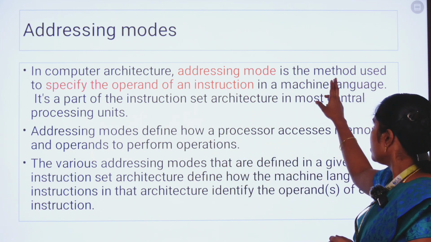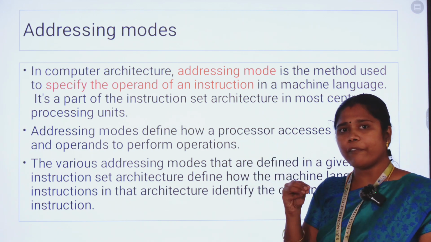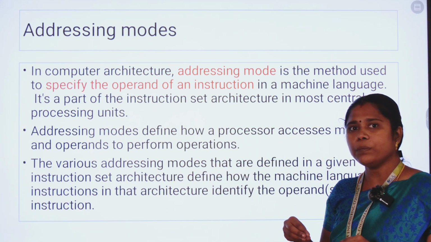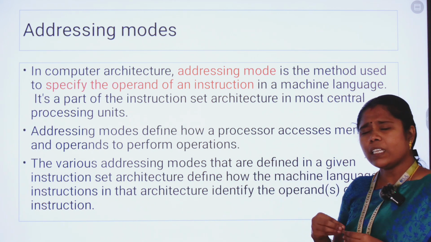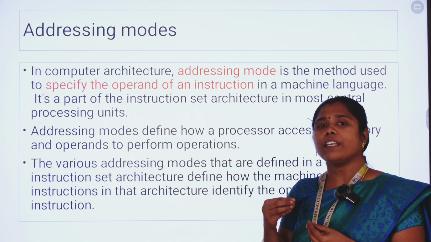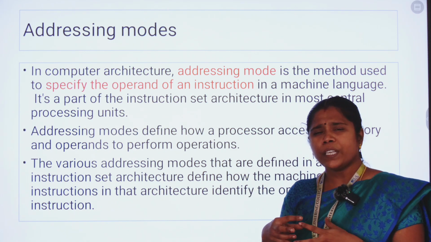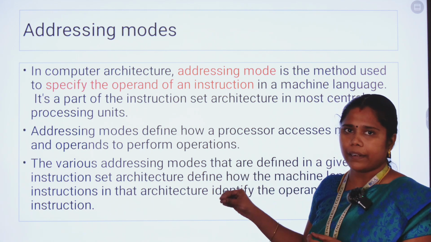The addressing mode is the method used to specify the operand of an instruction. From that we can fetch the operand and perform the instruction execution. That is told by the addressing modes. We can fetch the operand from any place. It can be given directly in the instruction, or we can take it from a memory location, or from a register. That location is given by the addressing mode.